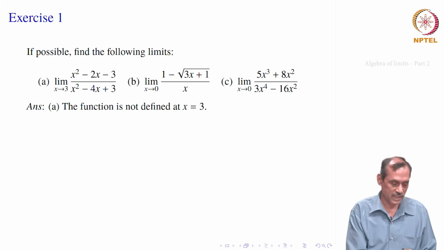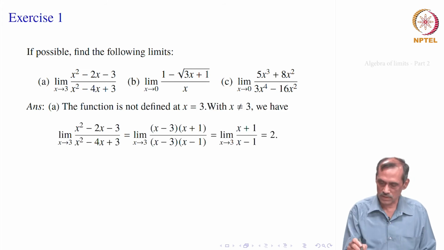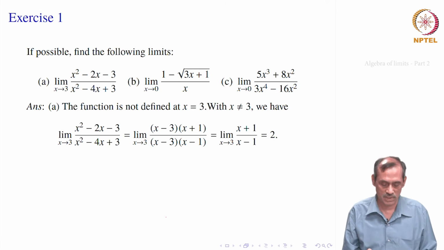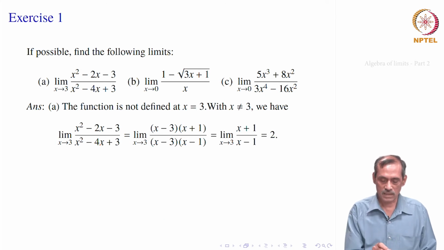It is not defined at x equal to 3, but that is okay because in the limit x need not be equal to 3. Now the numerator can be factored as x minus 3 into x plus 1. Just check it: x square minus 3x plus x minus 3, that is x square minus 2x minus 3. The denominator has the factor x minus 3, it is x minus 3 into x minus 1. After cancelling, which we can do because x is not equal to 3 in the limiting process, it is limit as x goes to 3 of x plus 1 by x minus 1.